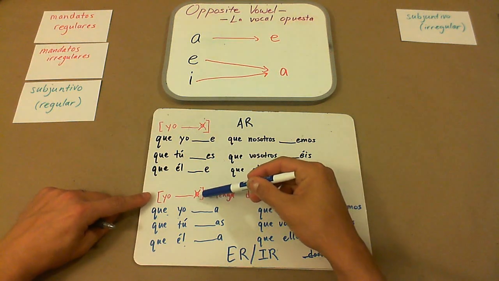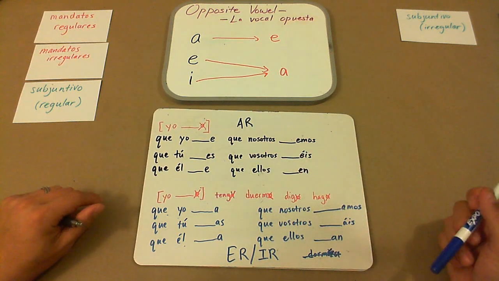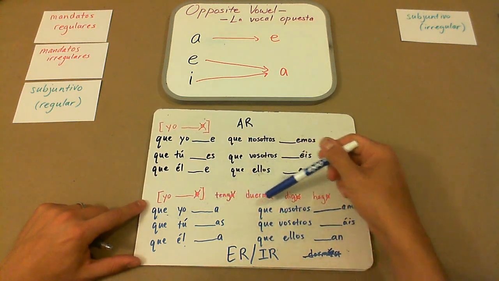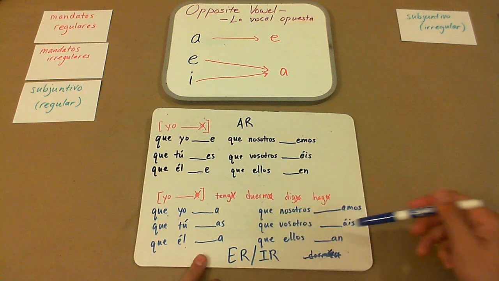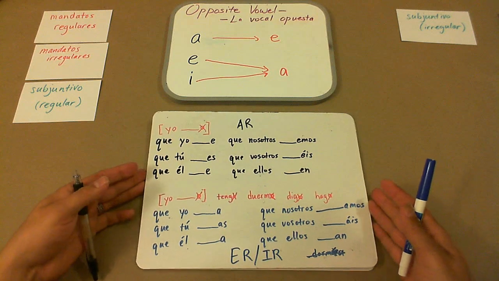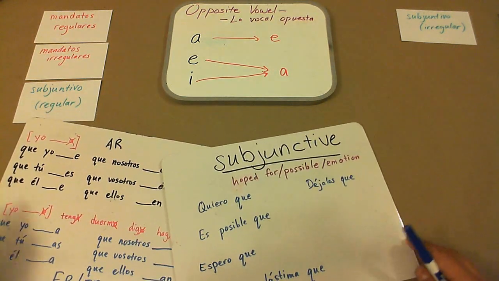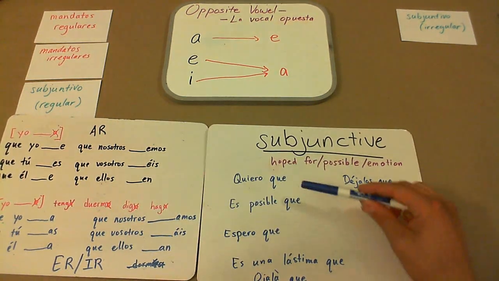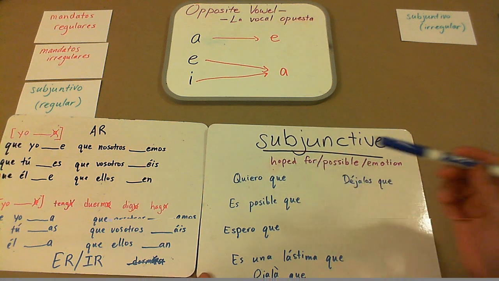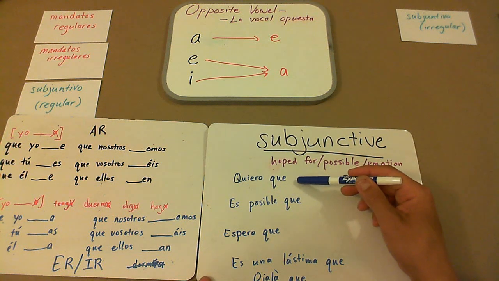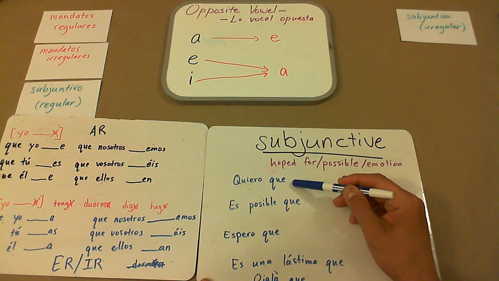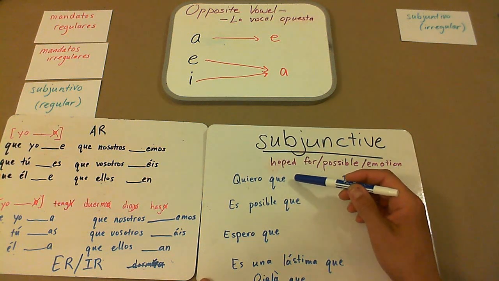Okay? So again, go through this yo form to get this correctly. Is yo, cut off that last o, and then use that stem and change it accordingly. Okay, so let's go back to this now. So to say, I want you to do something. Quiero que, and then think. Quiero que tengas, quiero que practiques, quiero que estudies, quiero que bebas, que comas.